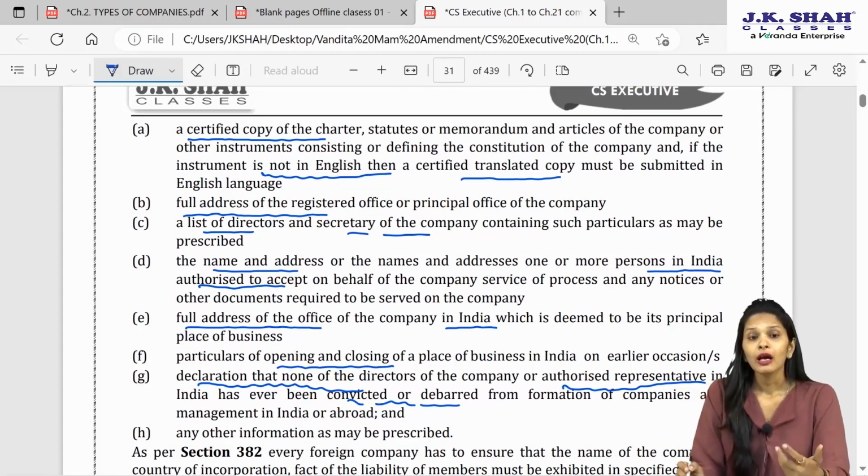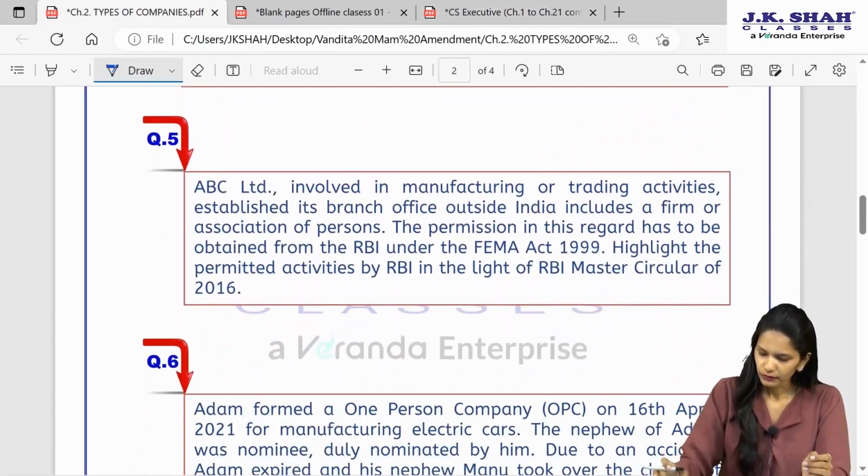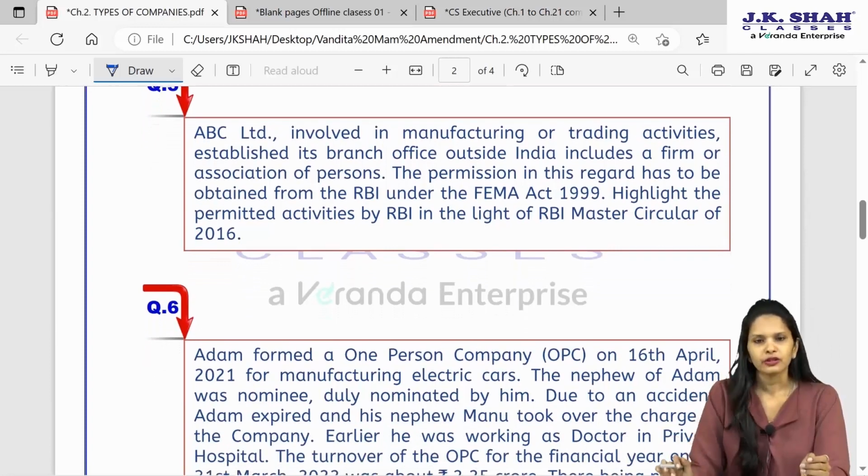Now you say, ma'am, how to remember so many points? See, learning is always going to help. So you have to read this four to five times and it's very easy to remember. Once you remember the concept, you have to present that in your own language. Okay, so this was your 4th question from chapter 2. Let's go to the next question.